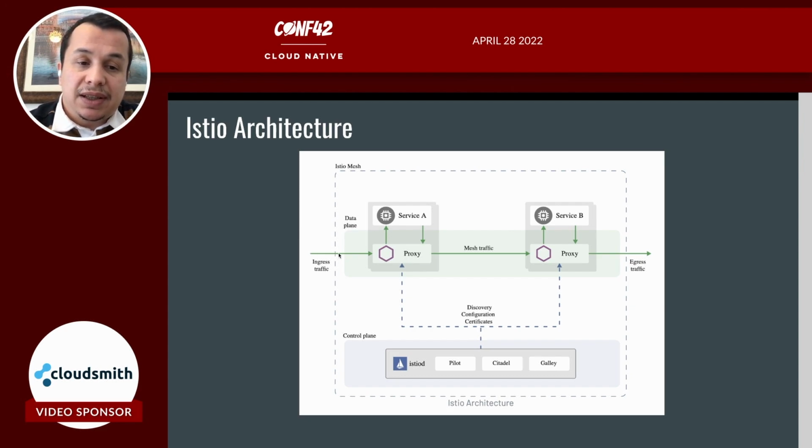And here you can see that the ingress traffic comes into the applications, and the proxy hands it over. And you can again see that there is no direct communication from service A to service B. It only happens through the proxies. So the east-west communication will always happen between the proxies.